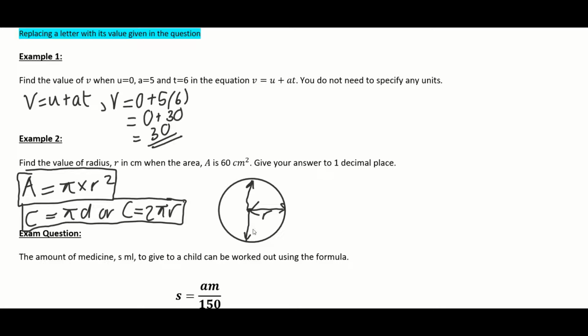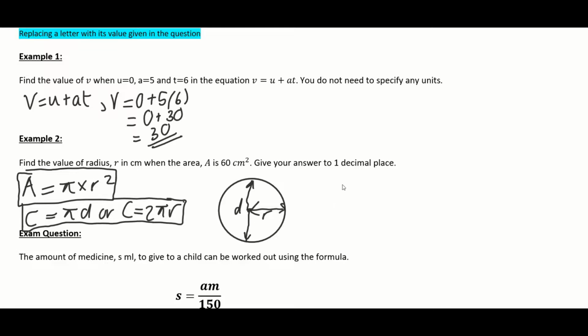That's a bit wonky, and this is our diameter. So this is the diameter and this is the radius, and the diameter is 2 times the radius. Okay, so let's read the question again. Find the value of radius r in centimeters when the area A is 60 centimeters squared. Give your answer to 1 decimal place.